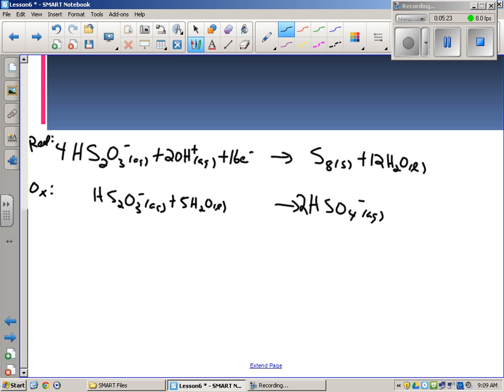Okay. We need to balance out the hydrogens. Well, let's see here. That's 10, 11 hydrogens on the left side, and 2 here. So I think I need another 9 hydrogens. Okay. So is that right?